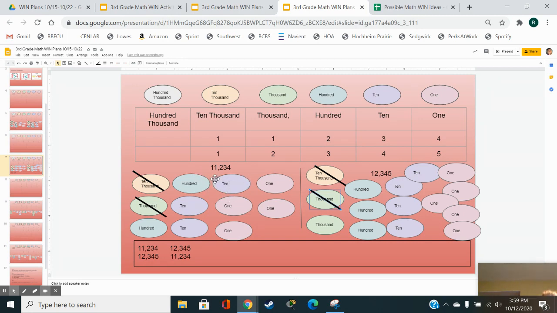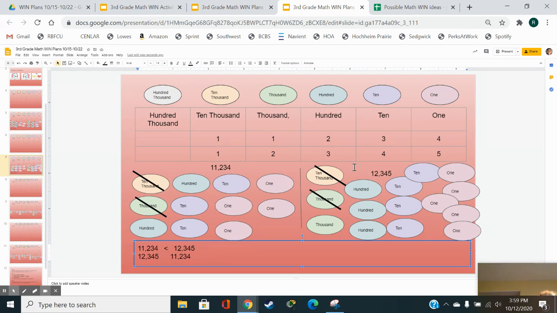Now, again, I'm going to write my inequality statement, and I'm going to write it 2 different ways. So the first one I'm going to do is going from left to right. So I'm going to say that 11,234 is greater than or less than? That's right, it is less than. So 11,234 is less than 12,345.